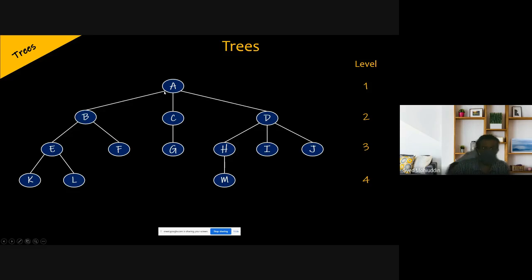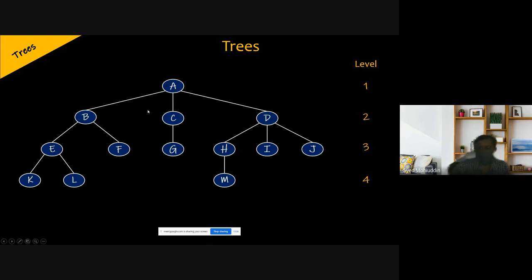Even node A is an internal node or non-leaf node, but it has a special property that it doesn't have a parent, so it is known as a root node. Then we need to see another thing: since it's a hierarchical data structure, there are levels. The elements are not before and after, but the elements are placed at levels. So the root node will be at level 1.